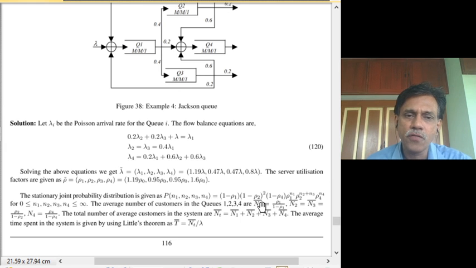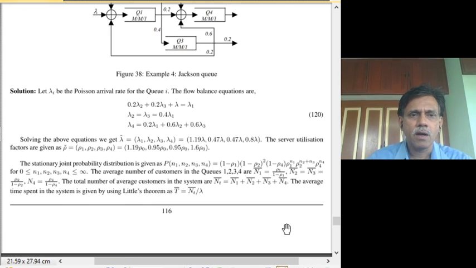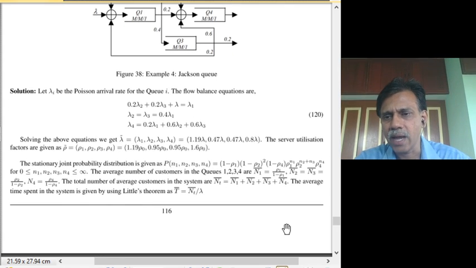If you want the average number of customers in the entire queuing system, you have to sum up the average in each and every one of these queues, that is n1 bar plus n2 bar plus n3 bar plus n4 bar, and each one is given by rho by 1 minus rho of the respective queue. So this is how we can analyze a network of queues using Jackson's theorem.